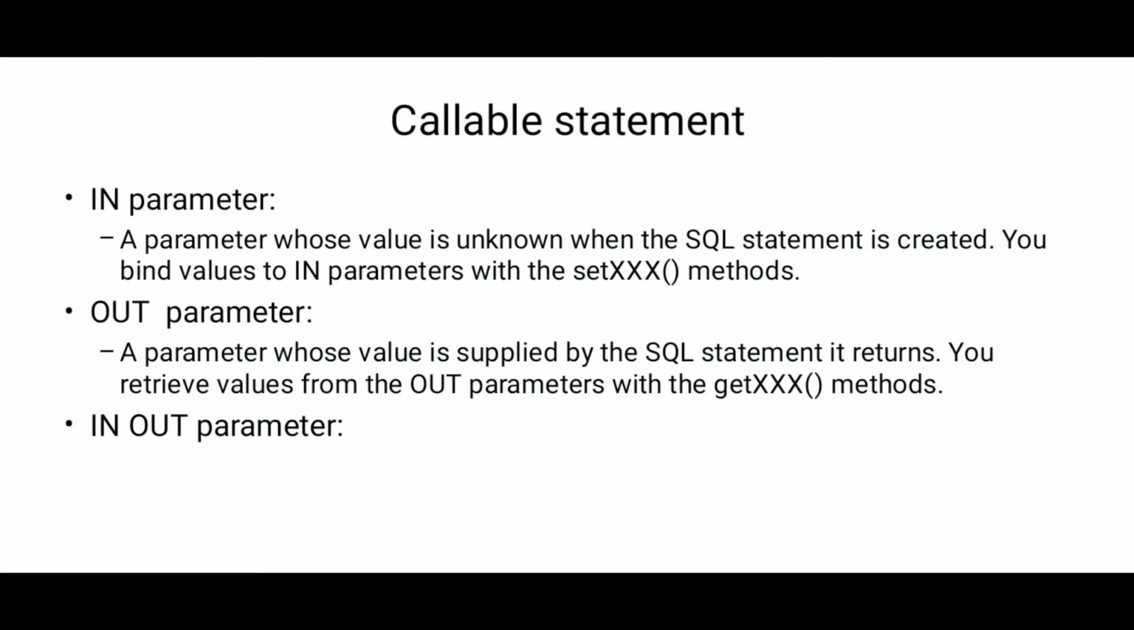And when you define an out parameter, it is a parameter whose value is supplied by the SQL statement it returns. You retrieve the value of the out parameters with the get method. For example, you create a function like integer ab. Here in the ab function, the returned value is written as integer type. So this returned value is defined as your out parameter.